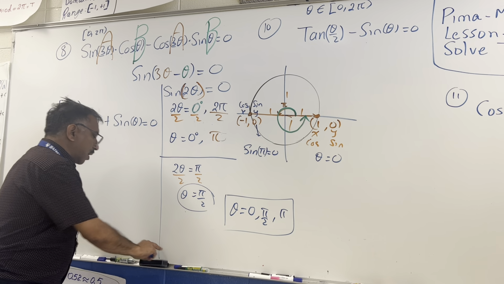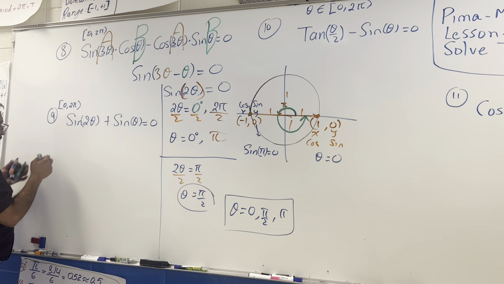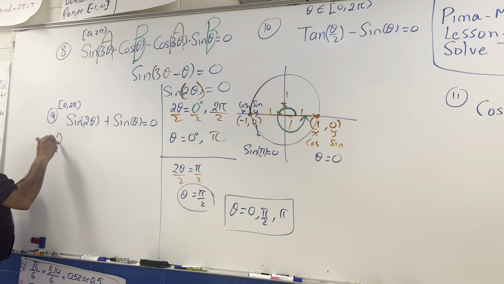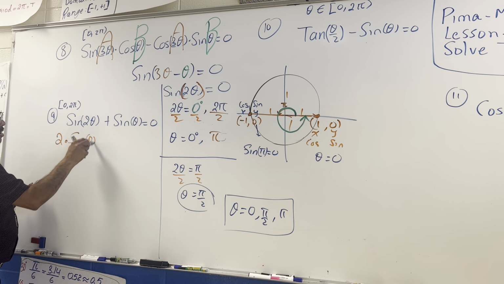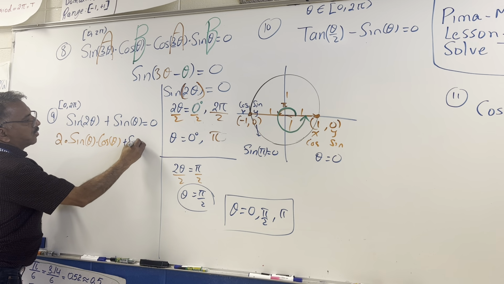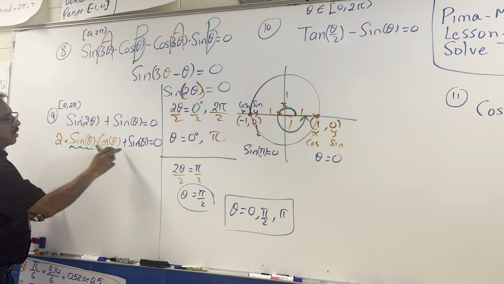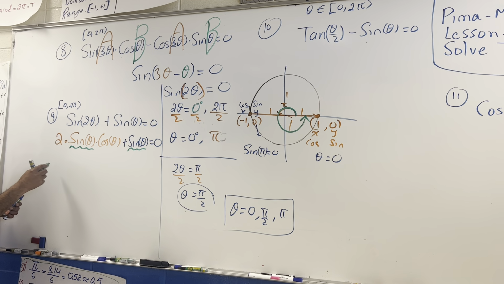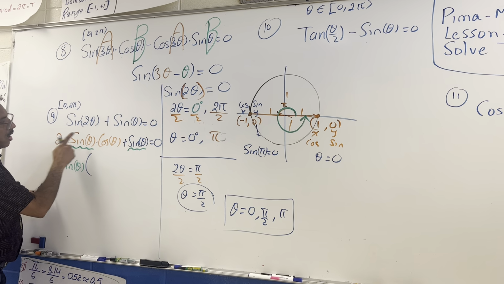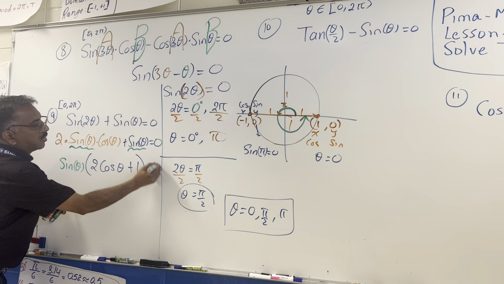Hope that works. Now, in this example, we can use the double angle formula. That's the only way we can change this, to a double angle formula: 2 sine theta cosine theta. And this plus sine theta, then you can use the distributive property. You see there's a sine theta right here. So we can undo the distributive property, and we can write sine theta, and what stays inside is this 2 and cosine. So sine theta times 2 cosine theta plus 1, and then it equals 0.